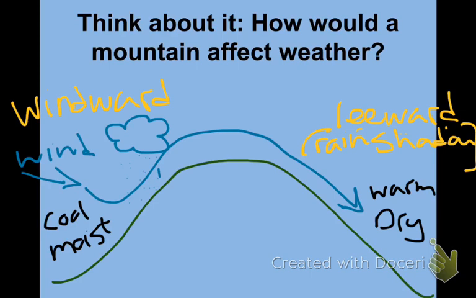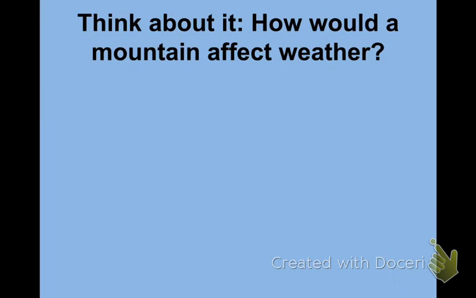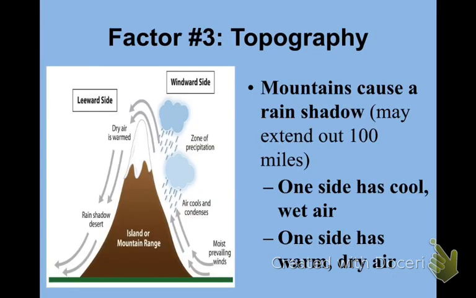So on the windward side, you're going to have the cold, moist rain. And the leeward is going to have sinking air, just like high pressure, and it's going to be warmer and drier. And so this is just a picture. Now notice in this diagram, the windward side is on the opposite side of what I just drew.